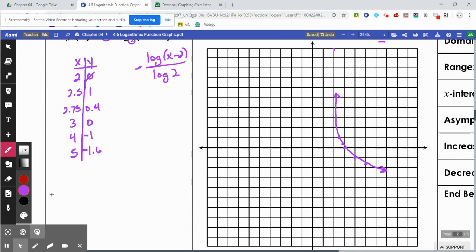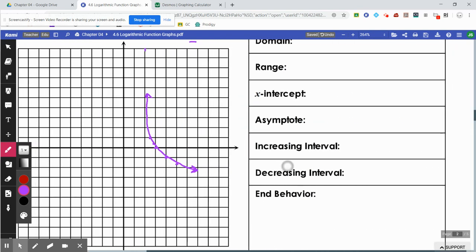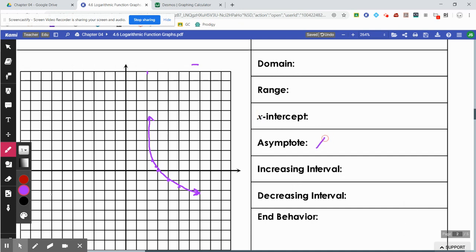Okay, that's what I got there. Notice again, I can't plug in 2. I get an undefined value because, again, you can't take the log of 0. So when you do 2 minus 2, it gives you the log of 0. When you plug in 2.5, it gives you 1, and so on and so forth. I plotted the points. Again, you have a new asymptote line that has been shifted over 2 units. So x equals 2 is your asymptote, so therefore your domain is from 2 to infinity. Your range extends down and up forever.